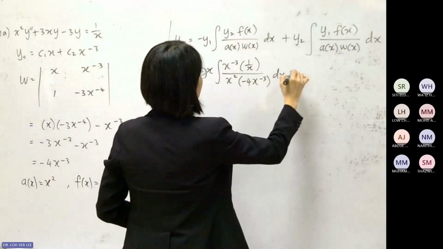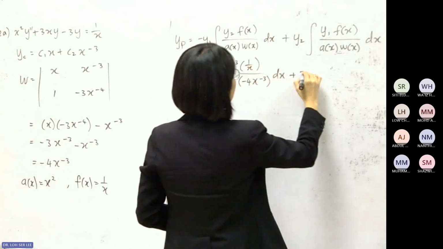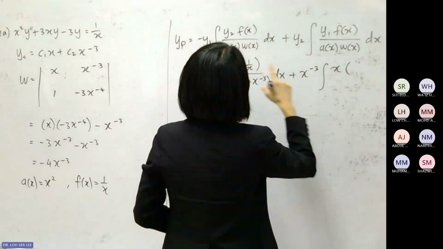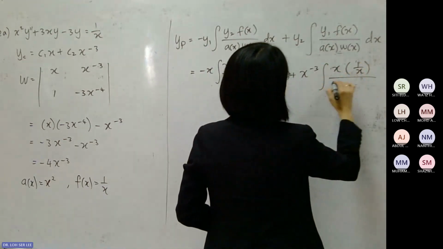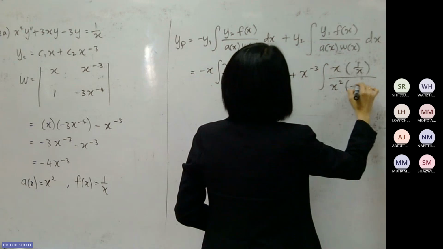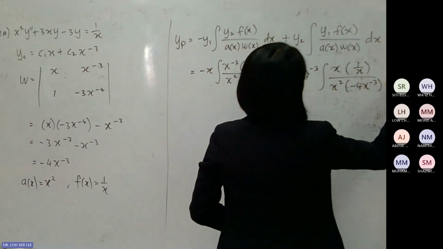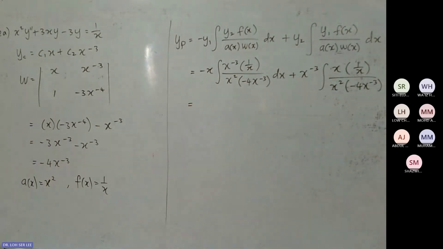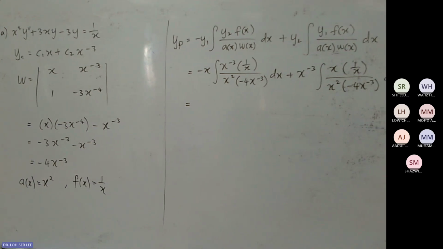x with x. x to the 4 minus 3. That's minus 7x, minus 7x.